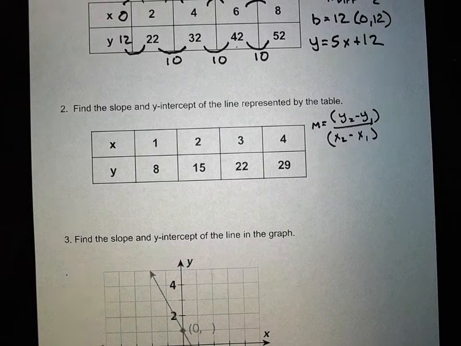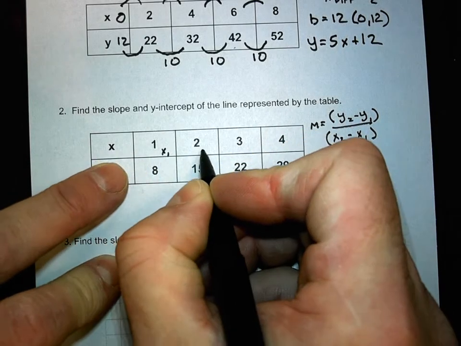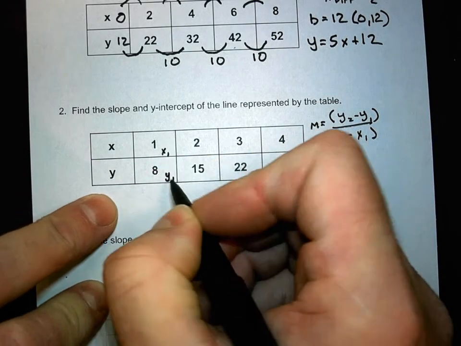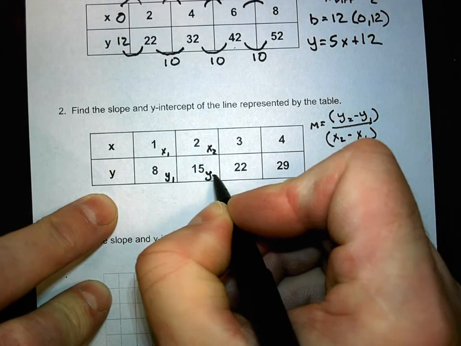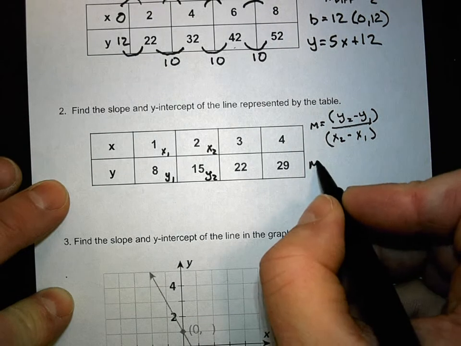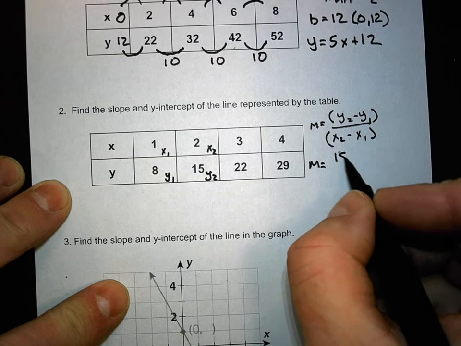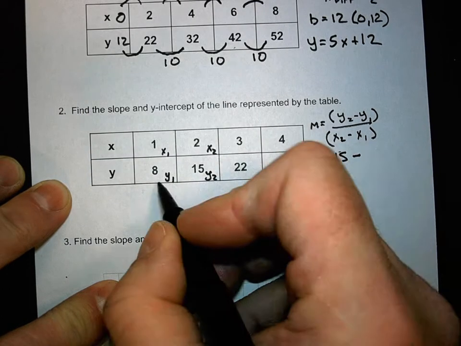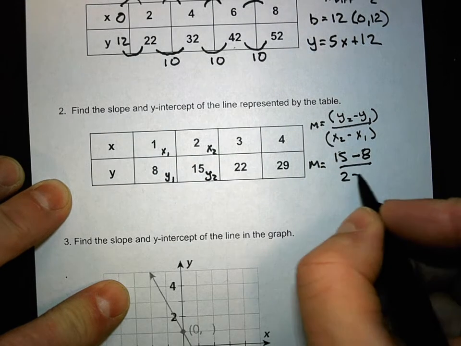Here's the trick. Label your ordered pairs. If you don't label your ordered pairs, you're going to grab the wrong one from the wrong side and make yourself sad. So we're going to call this x1 and y1, right? They're an ordered pair, aren't they? Then we'll call this pair x2, y2. So now I can say m equals, what is y2? 15 minus y1, 8. Over x2, 2, minus x1, 1.